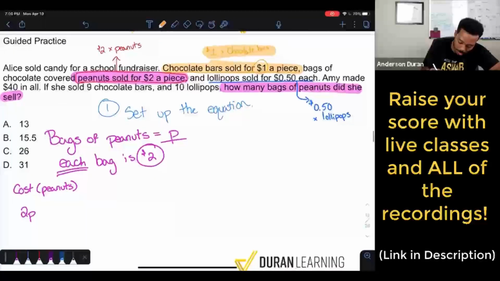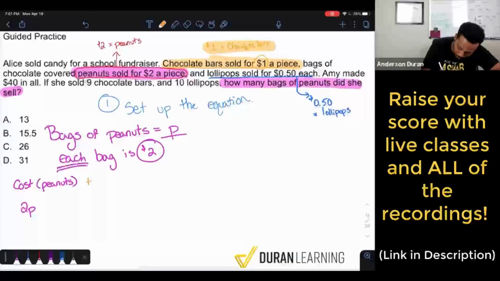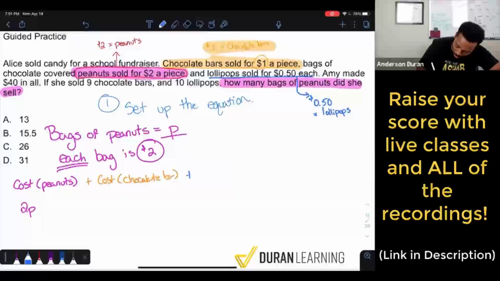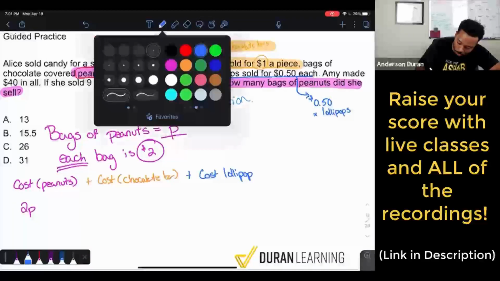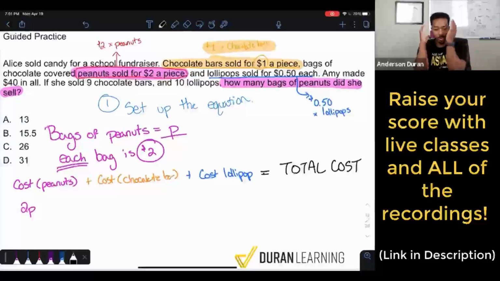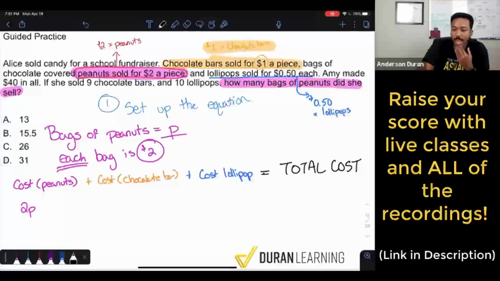So everybody, does this make sense? If I say the cost of peanuts plus the cost of the chocolate bars, and then I add on the cost for lollipops, is it true that all of that together will equal the total cost? If I take the cost of the peanuts, add the cost of the chocolate bars, add the cost of the lollipops, all together, is that going to equal the total cost of buying all that? Yeah, it will, right?